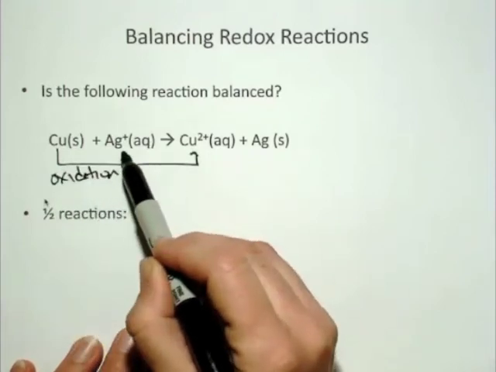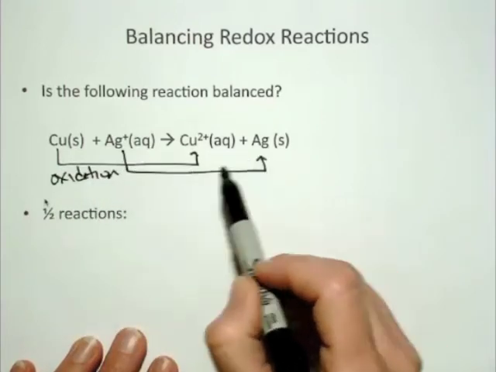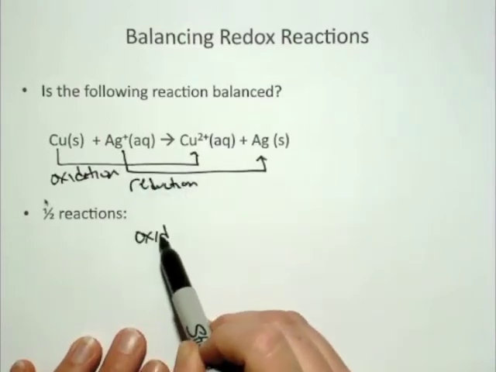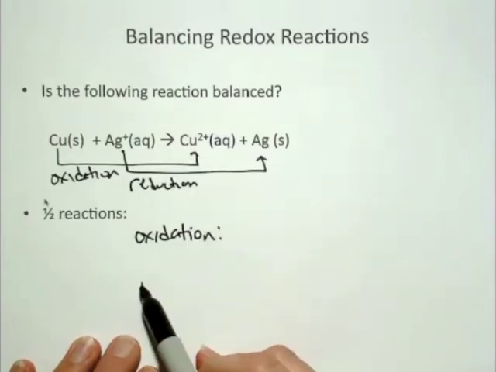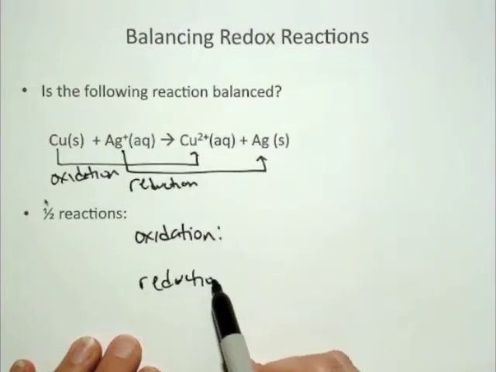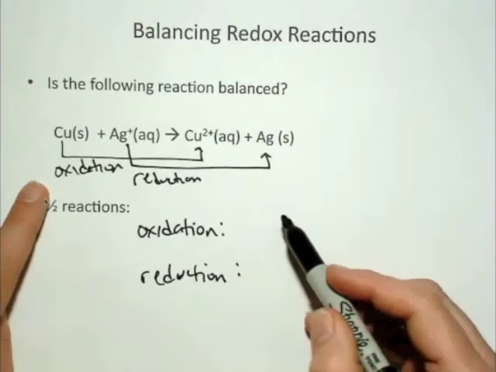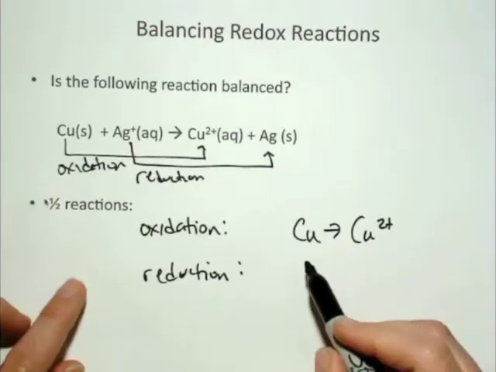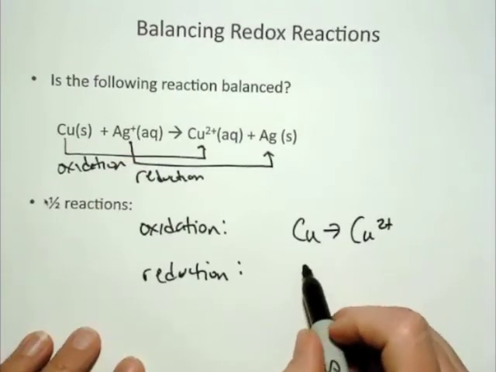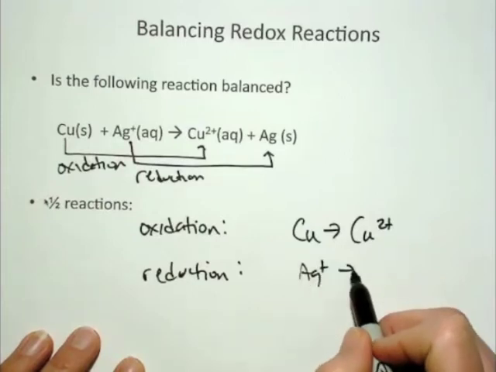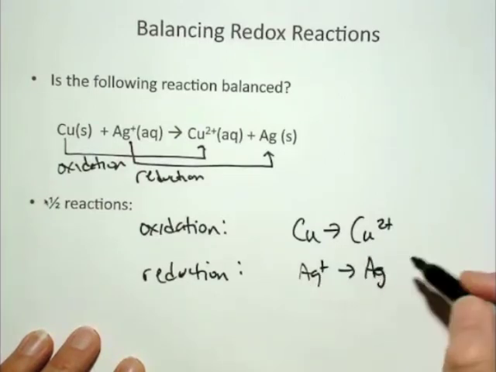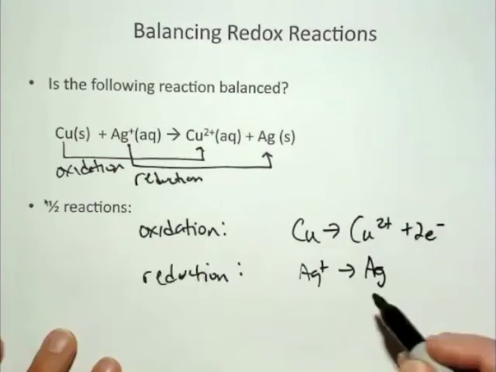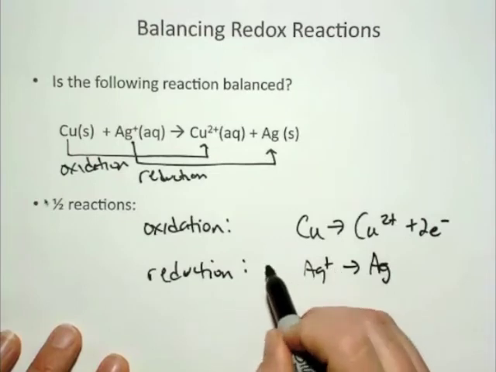The silver ion is going from a +1 to silver. It must be gaining electrons, so it's undergoing reduction. So our oxidation half reaction and our reduction half reaction: our oxidation is copper goes to copper 2+, giving off 2 electrons. The silver is going from silver plus to silver. Oxidation is loss of electrons. In this case, to balance out the charge, we add 1 electron to this side.